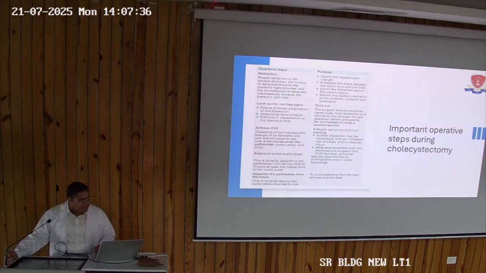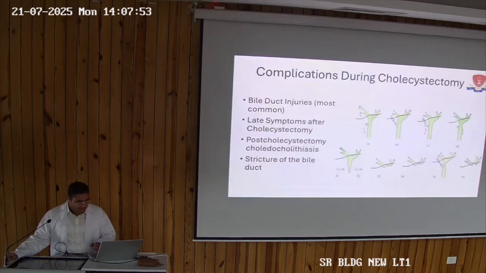Exposure of the cystic plate. This is done by separating the gallbladder from its liver bed to expose at least the medial third of the cystic plate. Separate the gallbladder from the fossa. This is done by leaving the cystic plate attached to the liver. What is its purpose? It is to avoid bleeding from the liver, sinuses and bile.